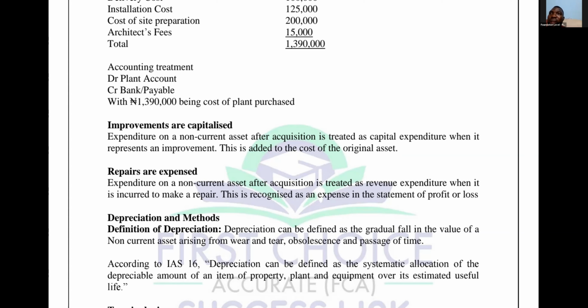Now, what are the results of capitalization? Let's use a common example. I use motor vehicle a lot because I believe we are all used to that. If you have not worked in a manufacturing company before, you might not understand plants. So let's say I purchase a motor vehicle worth 1.5 million naira, and I decide to change the engine. Changing the engine will cost me 700,000 naira. Before, the vehicle had a 2-year span, but once I change the engine, it increases to a 4-year span.